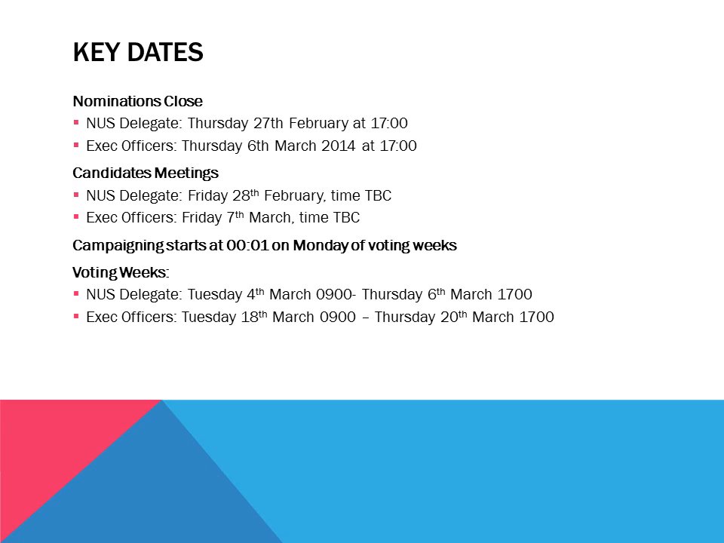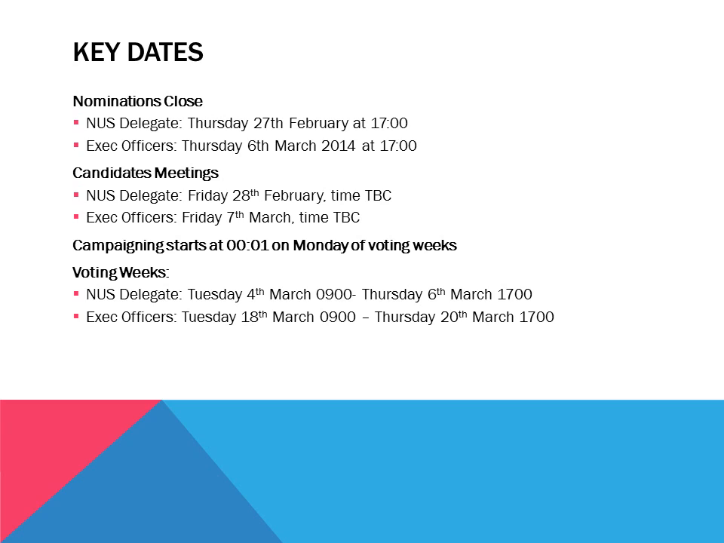Just wrap up with a few key dates here. So there are 2 sets of elections happening concurrently. Nominations close for NUS delegate elections on Thursday the 27th of February at 5 p.m. And for exec committee, they close Thursday the 6th of March at 5 p.m. Candidate meetings will take place on the day following the close of nominations for the respective elections. NUS delegate candidates meetings takes place on the Friday of the 28th of February. We will confirm the time on the website and in an email to you once nominations close, so please make sure they're usually in the afternoon, and it will be in the Butch Art Center. Similarly, the exec committee one will be Friday the 7th of March at a time yet to be determined.